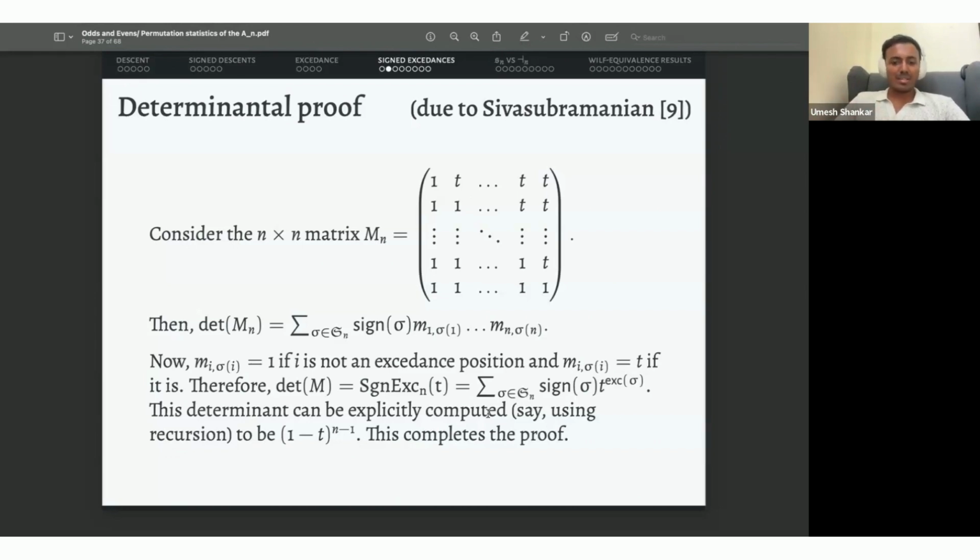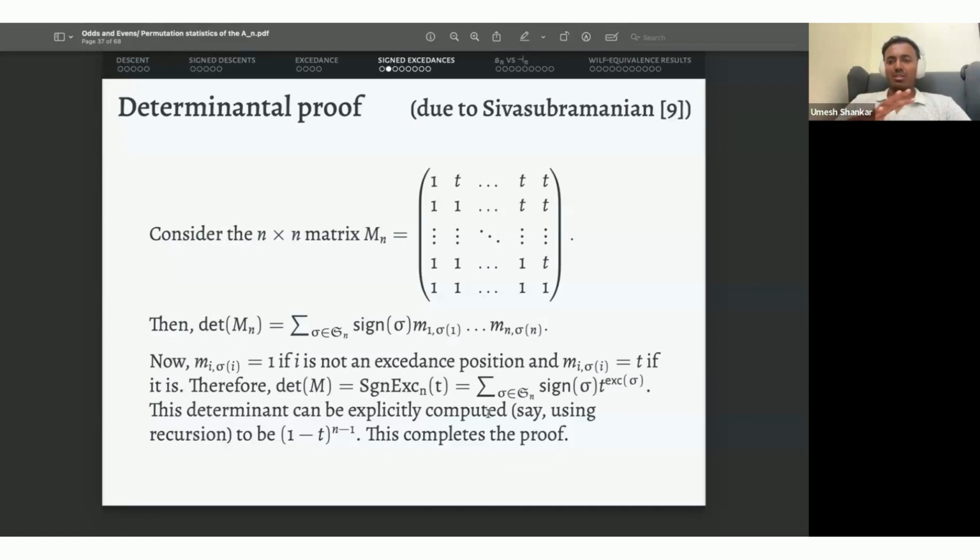So this determinant can be explicitly computed. You can subtract the second column from the first column, and then just expand through cofactors, and you can calculate it to be (1 - t)^n. So this is a simple proof, but somehow this does not explain why this (1 - t)^(n-1) appears. Siva Subramanian is actually my advisor.